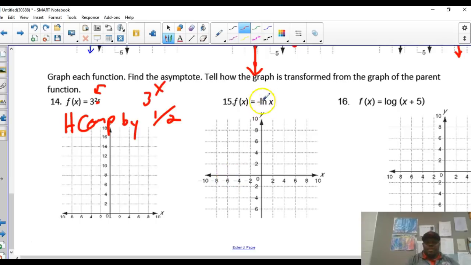Now, this one, negative ln of x. Well, of course, the parent function is ln of x. So I'm going to graph this, then I'm going to show you the negative. What does that negative do, guys? A negative in front of the equation reflects it across the x-axis. So if you reflect this thing, it would be like this. Something like that.